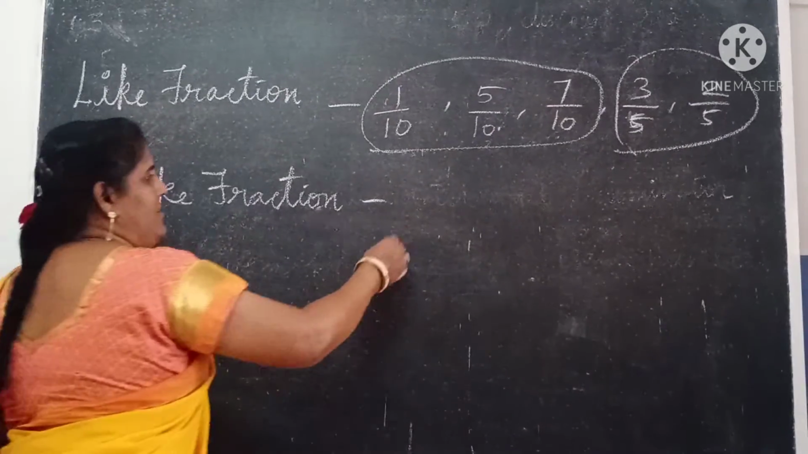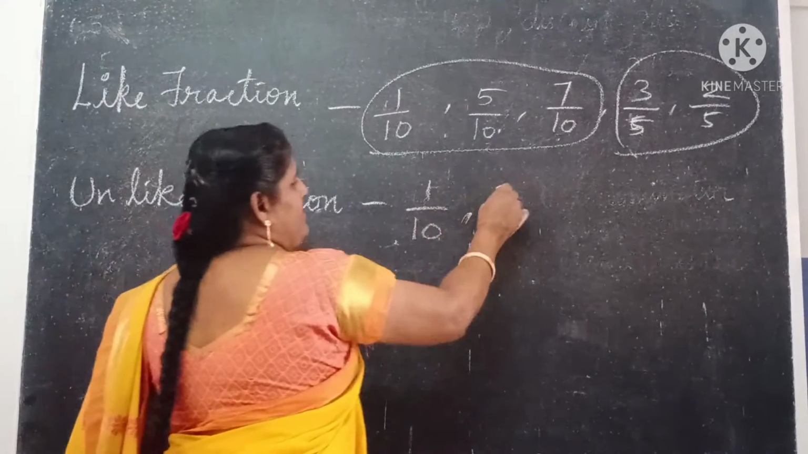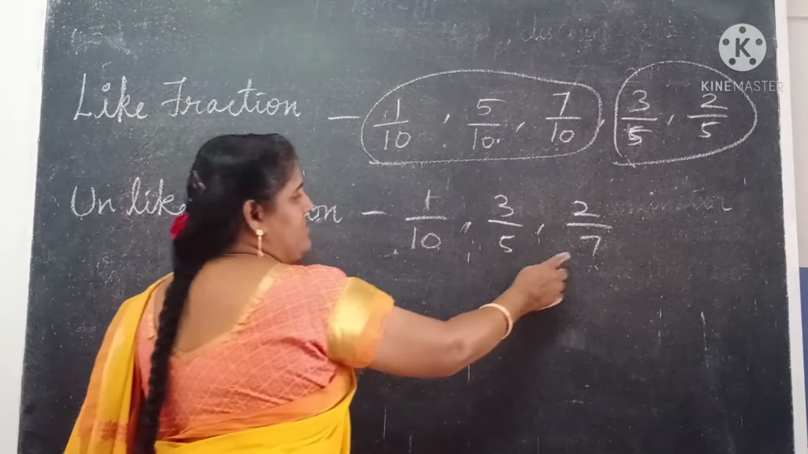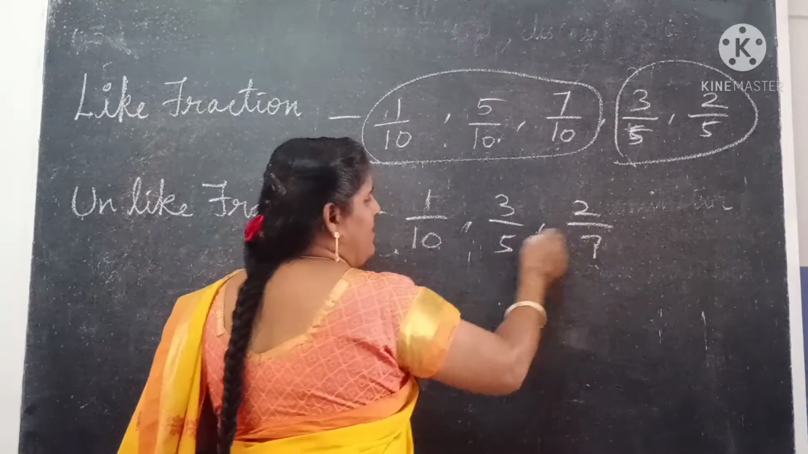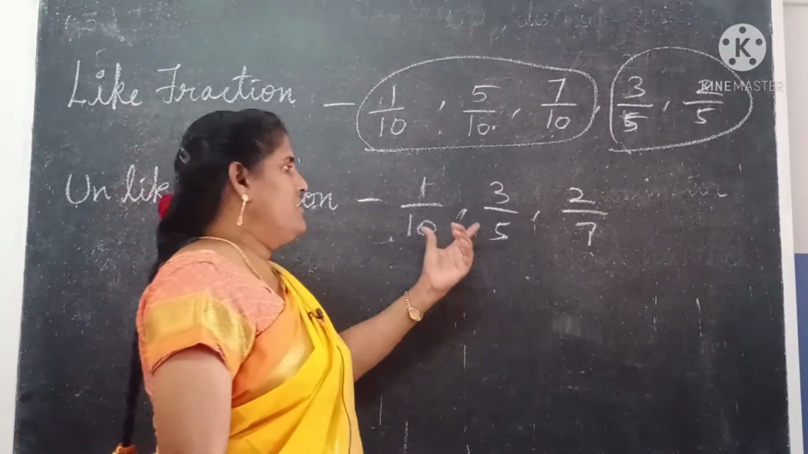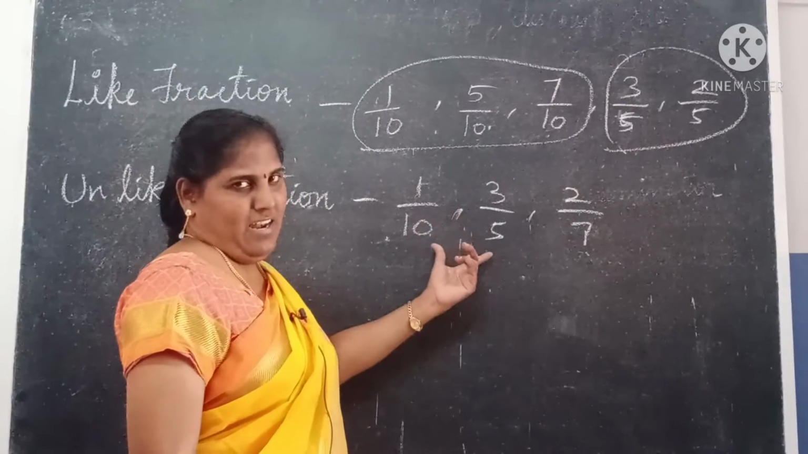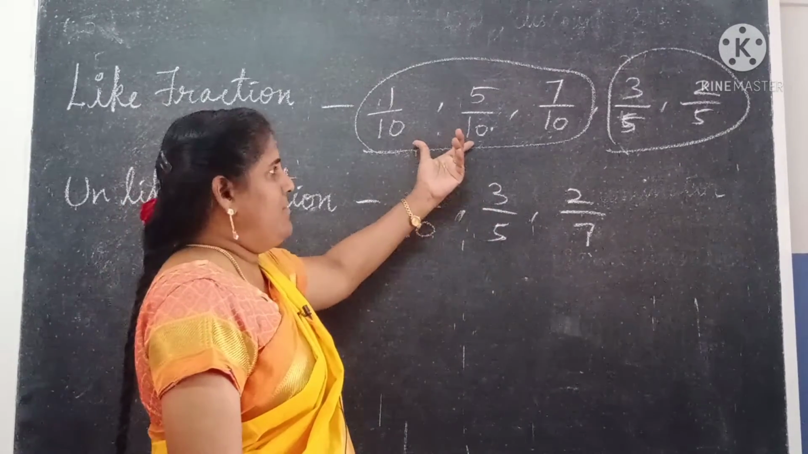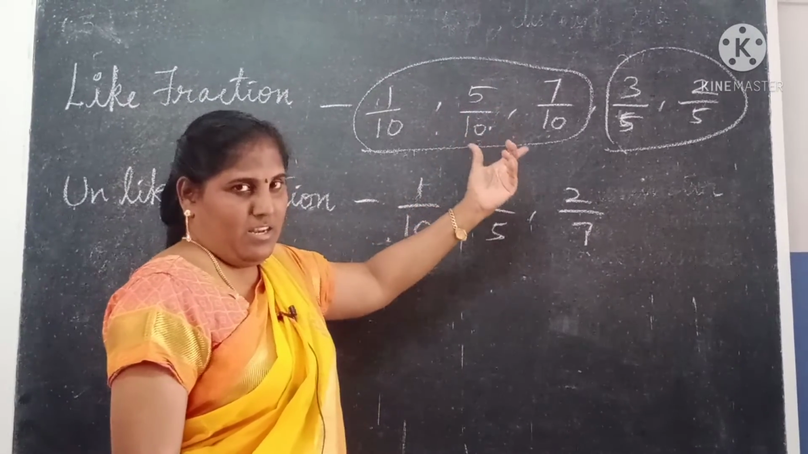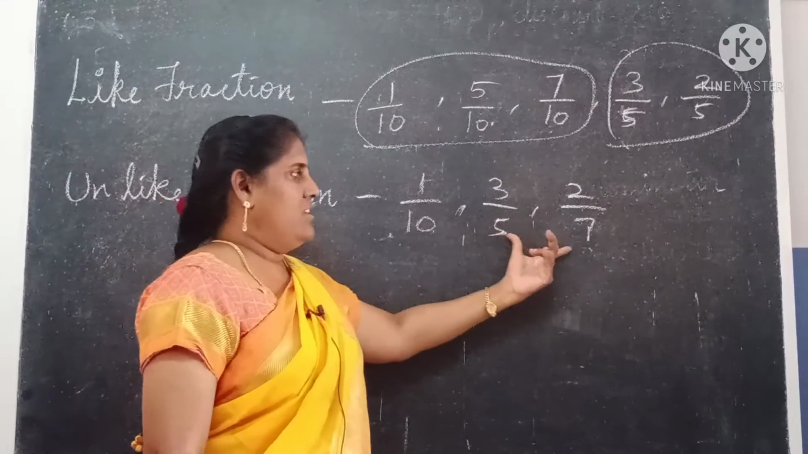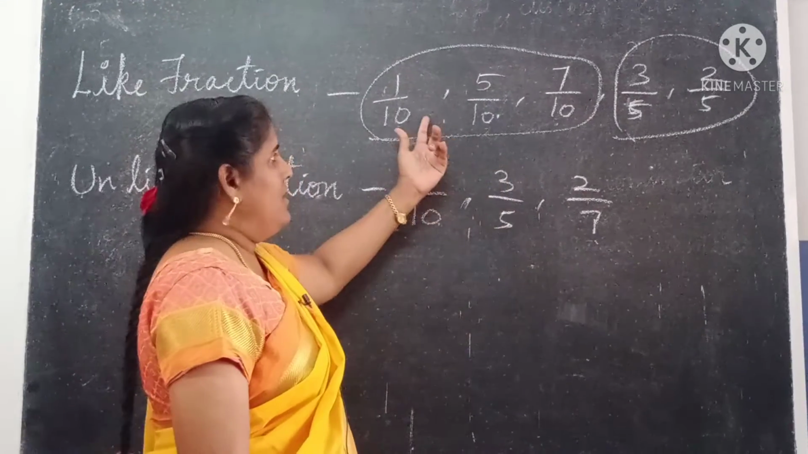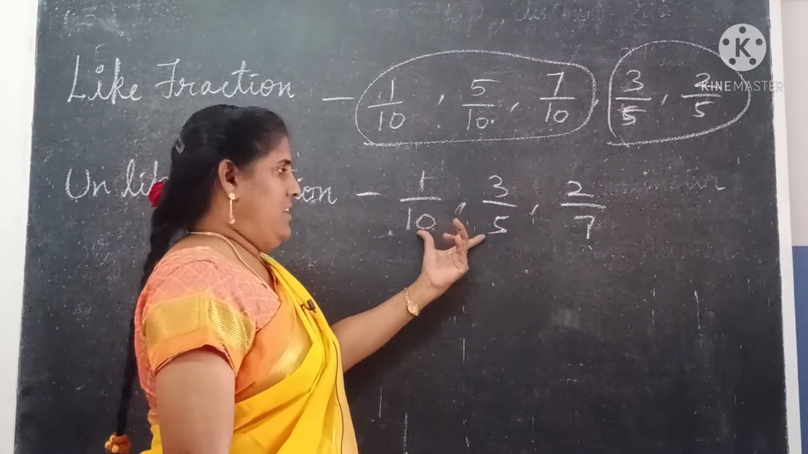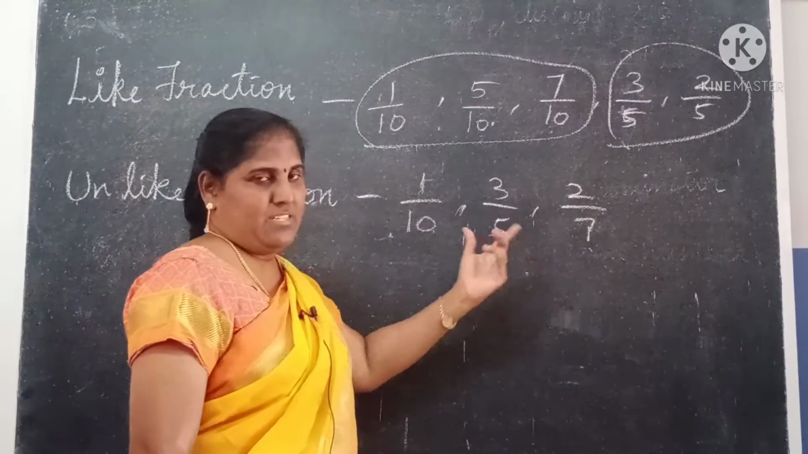Unlike fraction means, as I already told, 1 by 10, 3 by 5, 2 by 7. See whatever it is, all the fractions have different denominators. So therefore this type of fractions are called unlike fraction. So children, if we compare one fraction to another, if the denominator is same means that is like fraction. Denominator different means that is unlike fraction.